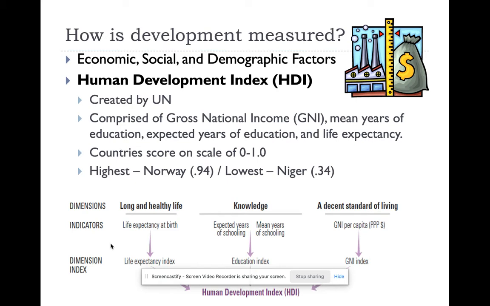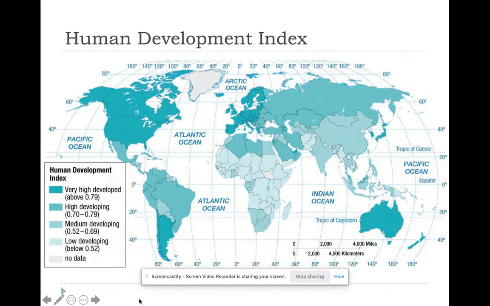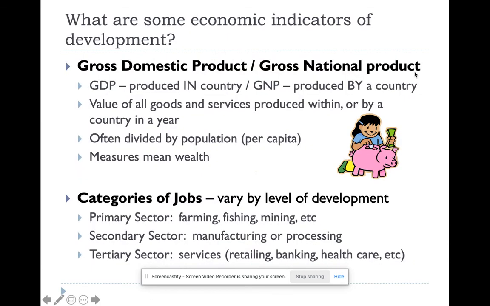Right. And so you can see down here, it does look at, right, these dimensions, right? Long and healthy life, there's life expectancy, decent standard of living, there's GNI, and then knowledge, right? And that's your schooling, right? Mean and expected years. So there's your HDI in a very teal map. Look at the darker spots again, and then look at sub-Saharan Africa. So you should be well versed in what a development map looks like. Right, and this would be a pretty good example of that.